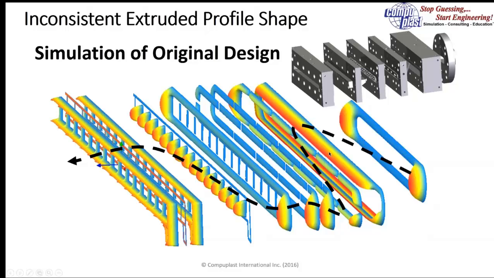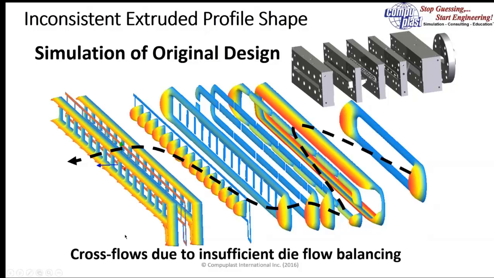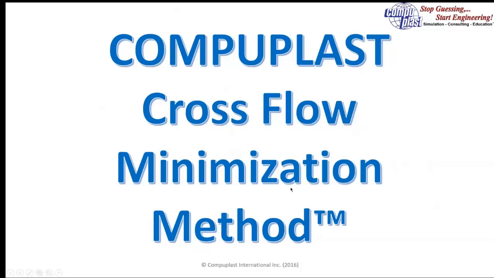The solution: the problem here is cross flows, which is material flowing across the die, the result of insufficient die flow balancing. Most profile dies are balanced simply near the exit. What we recommend is that we apply a methodology called cross-flow minimization, which is basically to balance the entire die from the entrance to the exit.